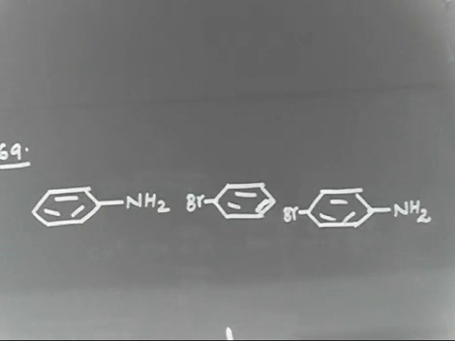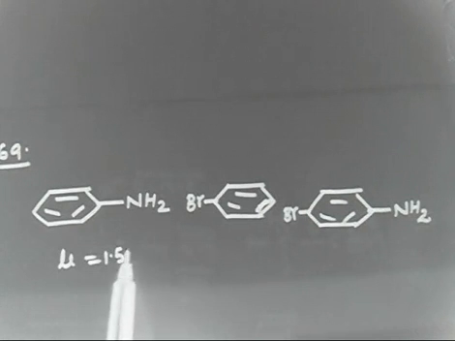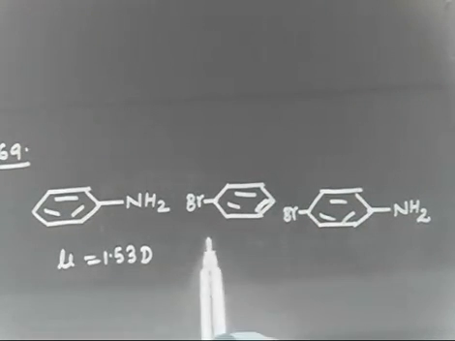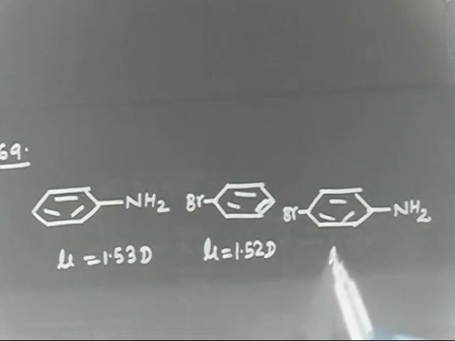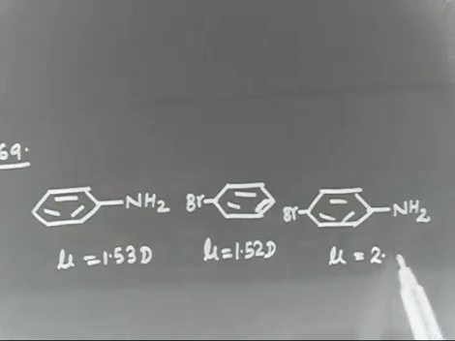In each case dipole moment is given. For this molecule dipole moment is 1.53 D. In this case dipole moment is given, this is 1.52 D. In this case dipole moment is given 2.91 D. So what is the question?